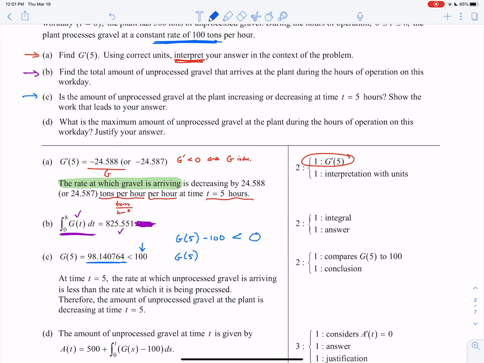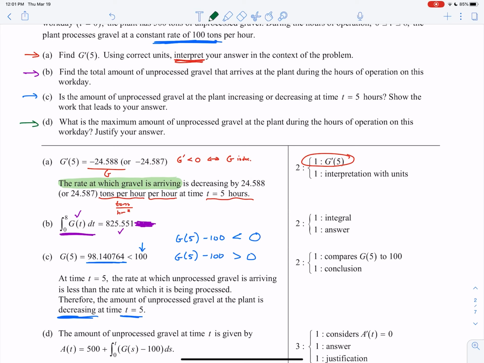Now, if G of 5 minus 100 came out positive, you know that there's more coming in than there is coming out. But either way, it doesn't matter which way that you guys compare it. Since the whole amount is less than 0, we know that the unprocessed gravel has to be decreasing at that time.